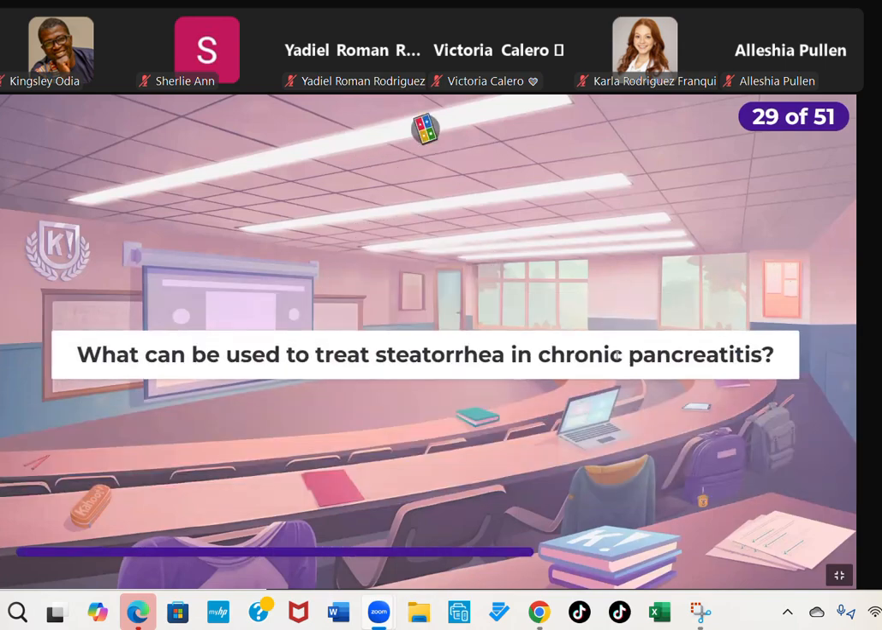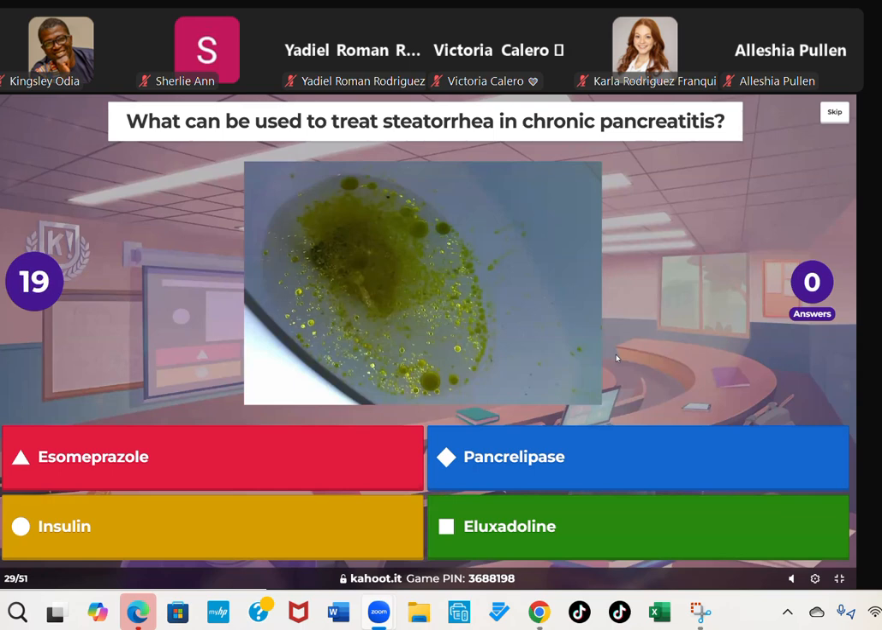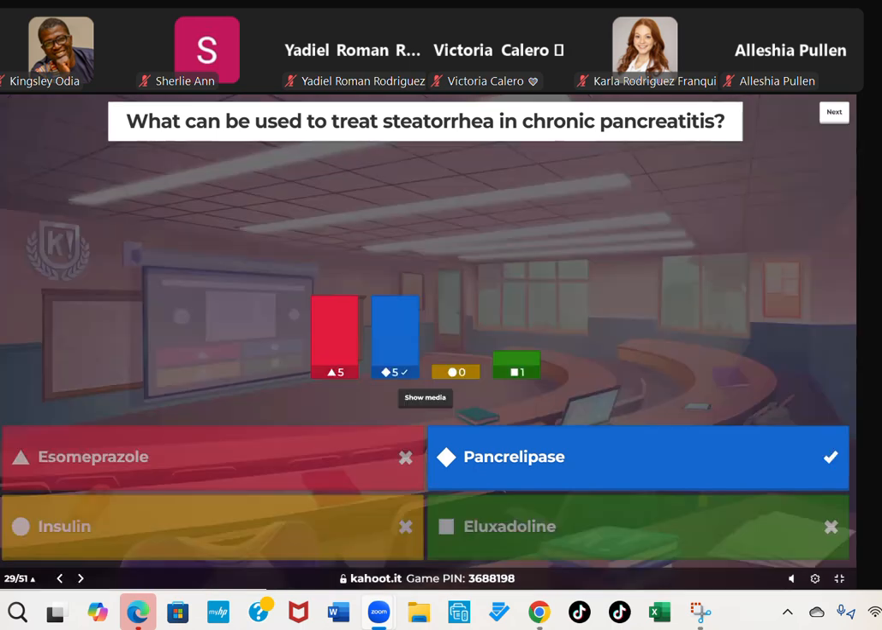Okay, what can be used to treat steatorrhea in chronic pancreatitis? Esomeprazole, pancreolipase, insulin, alosetron. If you didn't know what steatorrhea is, now you know based on the picture. Steatorrhea comes because we're not absorbing the nutrients from our food, our fat soluble vitamins. So in order to help absorb those fat soluble vitamins and the fat, we need to use pancreolipase.